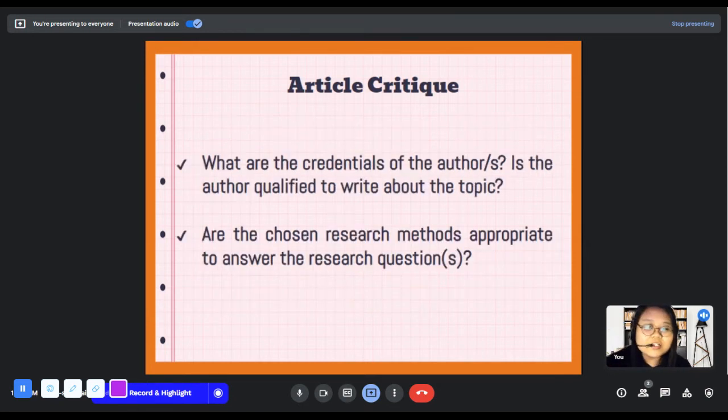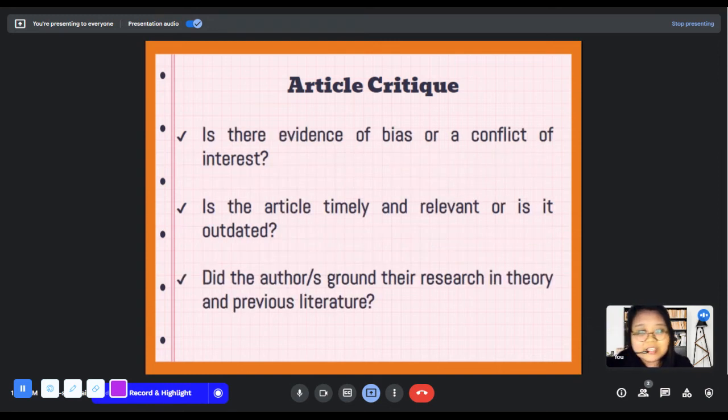Next, what are the credentials of the authors? Is he or she qualified to write about this certain topic? Are the chosen research methods appropriate to answer the research question? These are some of your checklists. Is there evidence of bias or conflict of interest? Is the article timely and still relevant, or is it kind of outdated? Lastly, did the authors ground their research in theory and previous literature?